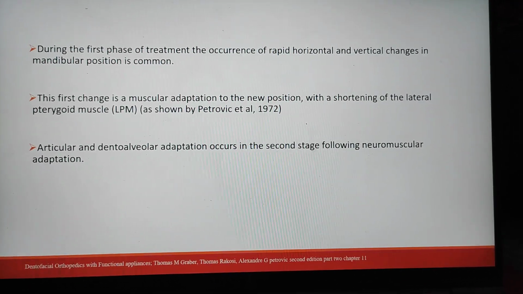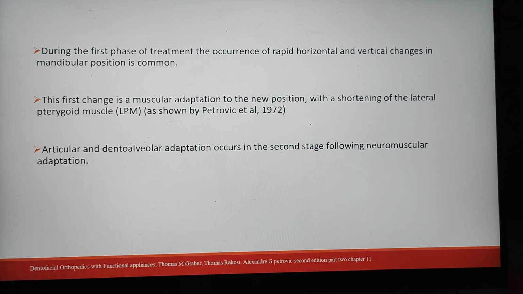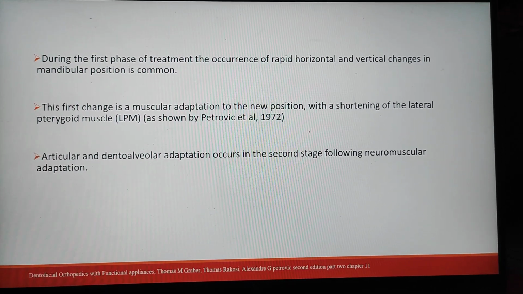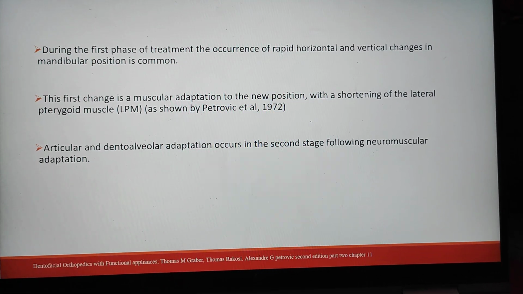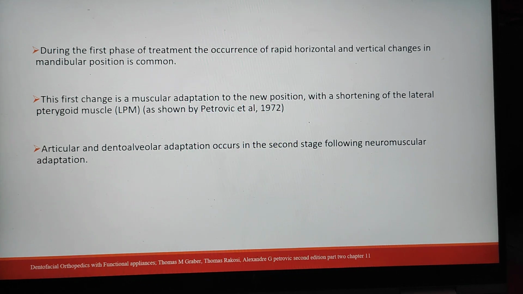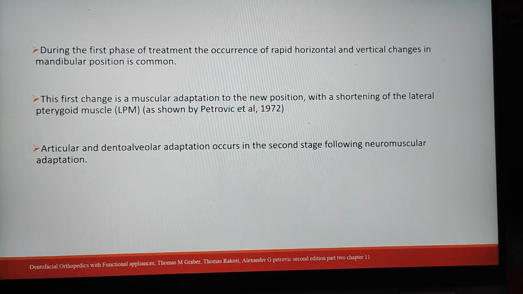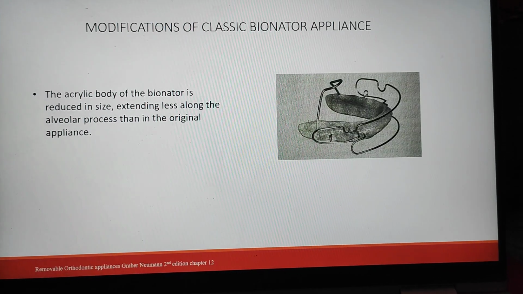The first phase of the treatment will allow for a rapid horizontal and vertical change in the mandibular position. The first and foremost change is in the muscular adaptation, that is, shortening of the lateral pterygoid muscle. Articular and dentoalveolar adaptation occur in the second stage, following the neuromuscular adaptation.